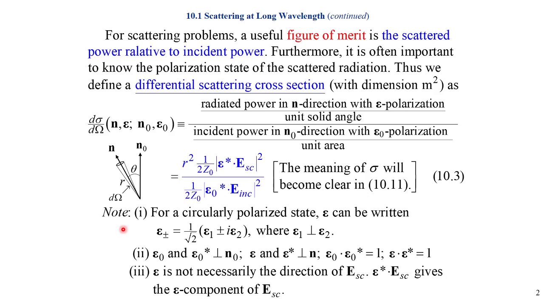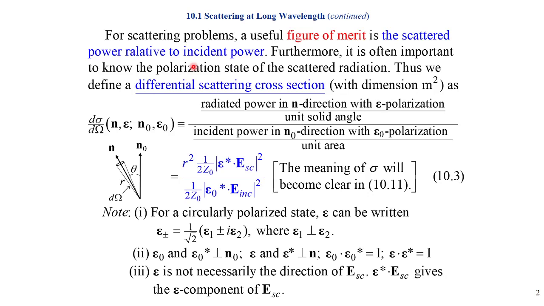On the other hand, it's also important to know the polarization state, the status of the polarization of the scattered radiation. If the incident is linearly polarized and scattered is linearly polarized or elliptically polarized, that's the question. If the incident wave is circularly polarized and the scattered wave is also circularly polarized, but at different positions, you might detect different signal, different polarization.